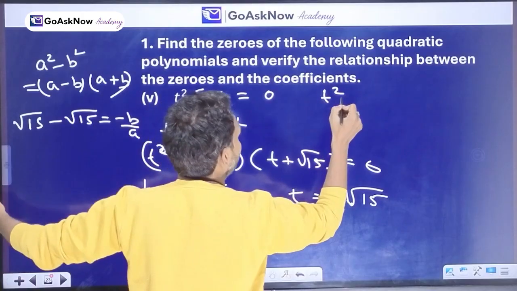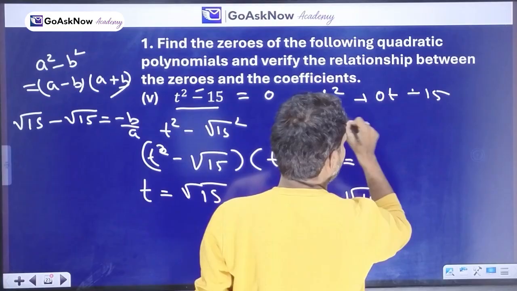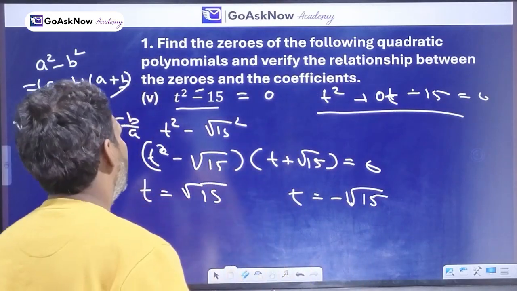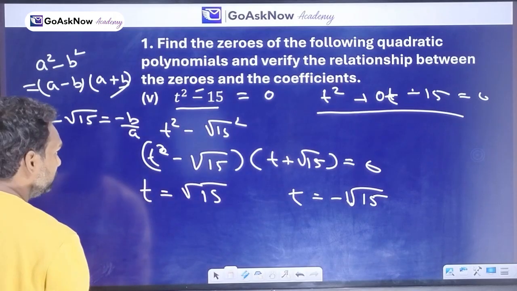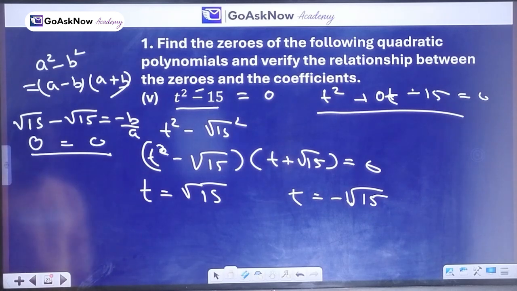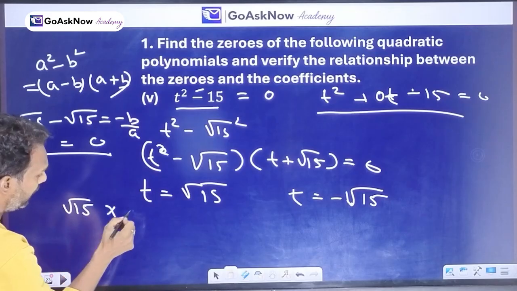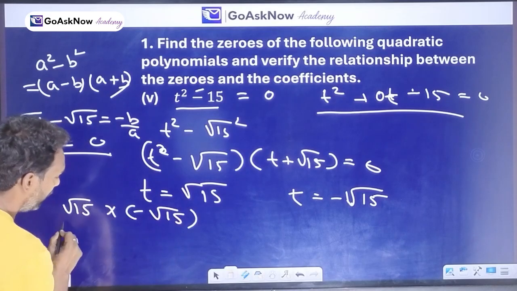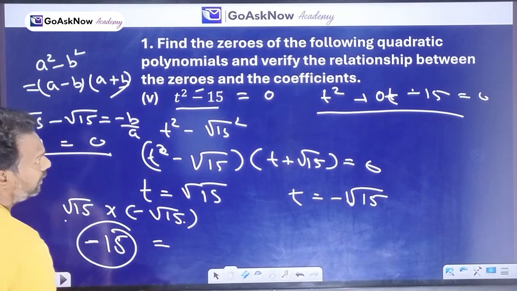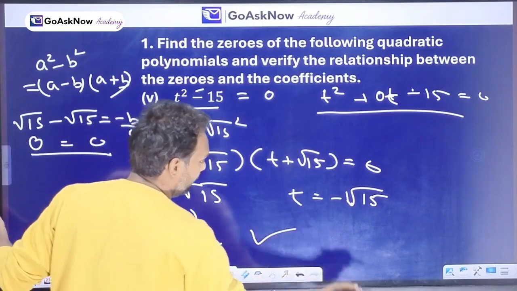Now, sum of roots. Sum of roots will be root 15 minus root 15 is equal to minus b upon a, and b is 0 over here. We can write it as t square plus 0t minus 15 in the standard form of a quadratic equation. So, 0 is equal to 0. Now, product of roots is root 15 into minus root 15, which is minus 15, and that is equal to c by a, means minus 15 upon 1. That's minus 15. Verified.